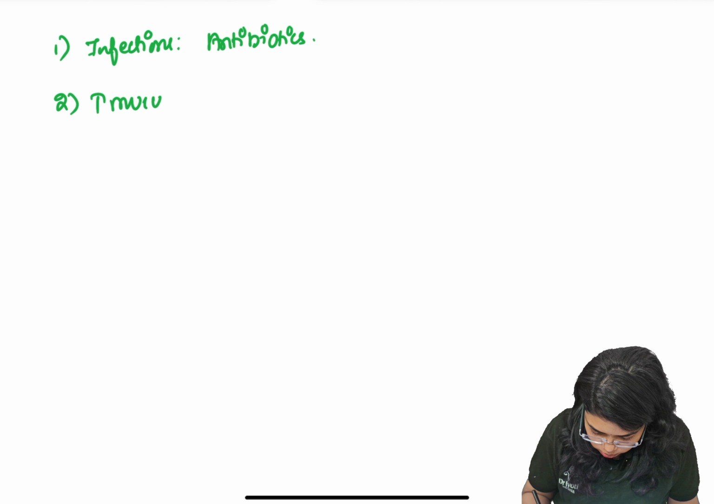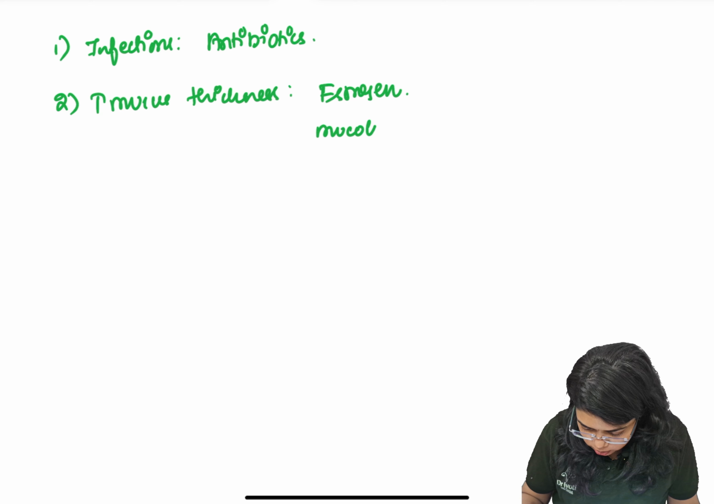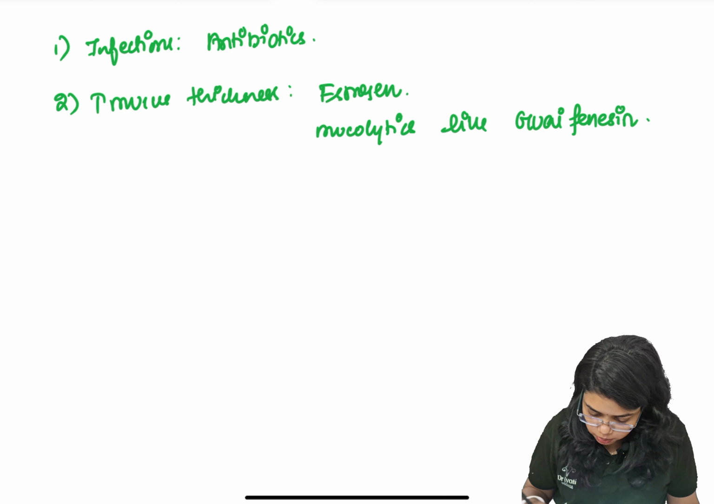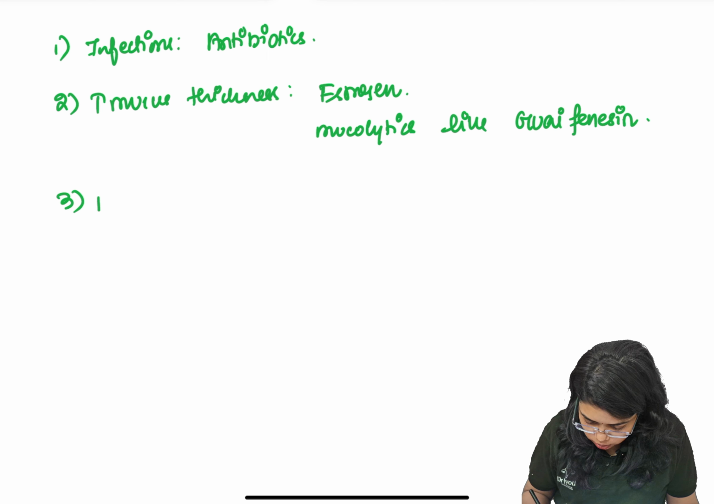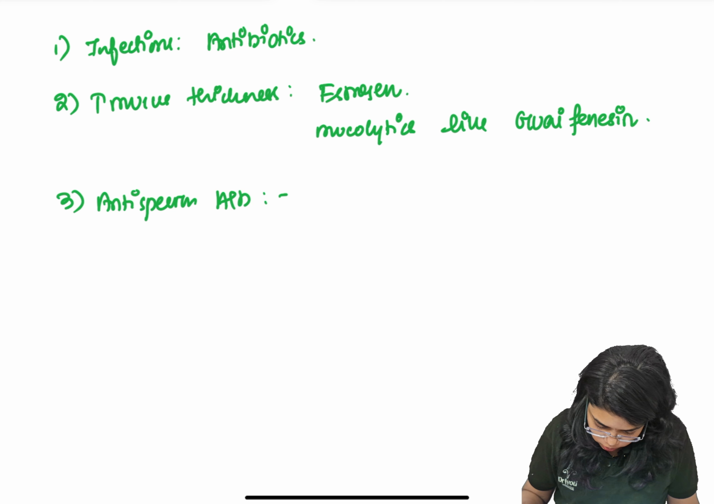Increase mucus thickness, we give estrogen to make it thin. Or mucolytics like guaifenesin can be given, but the role is controversial. And for anti-sperm antibodies, we can give treatment.